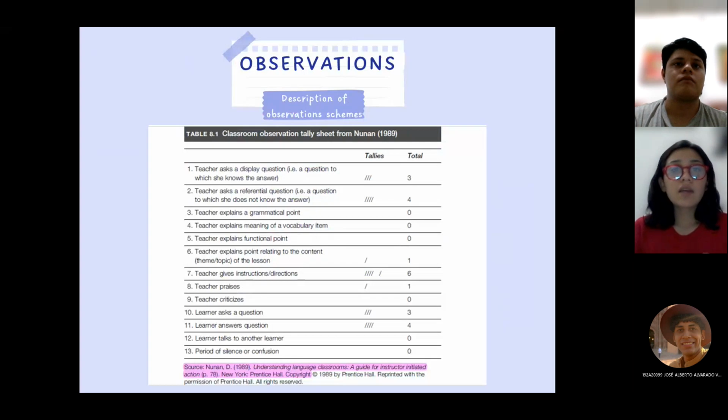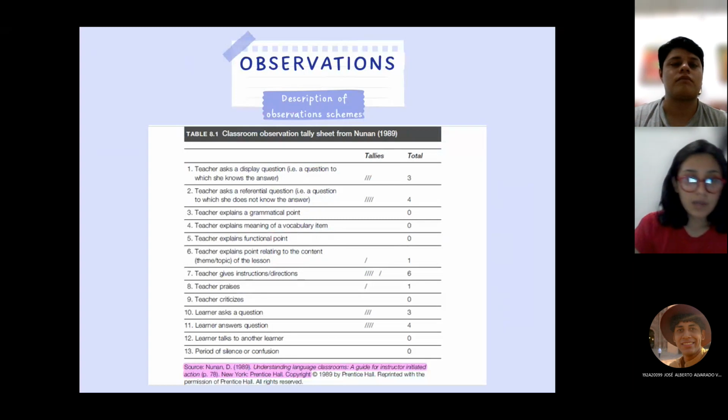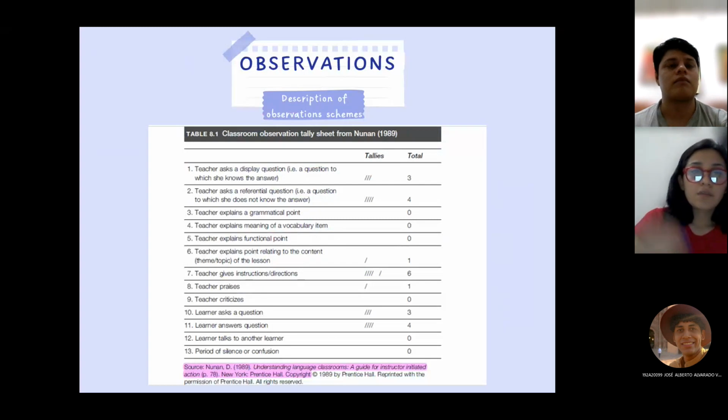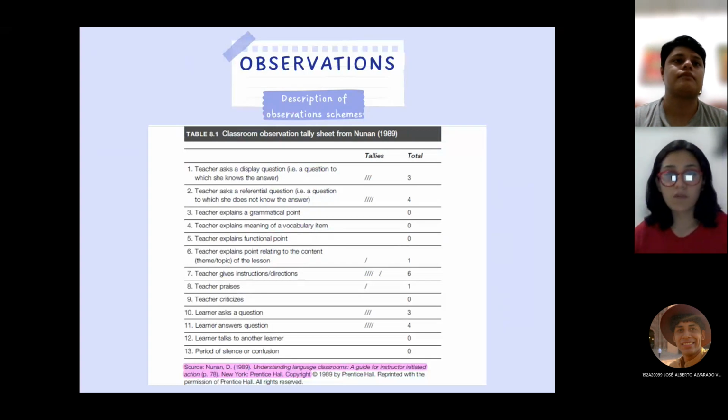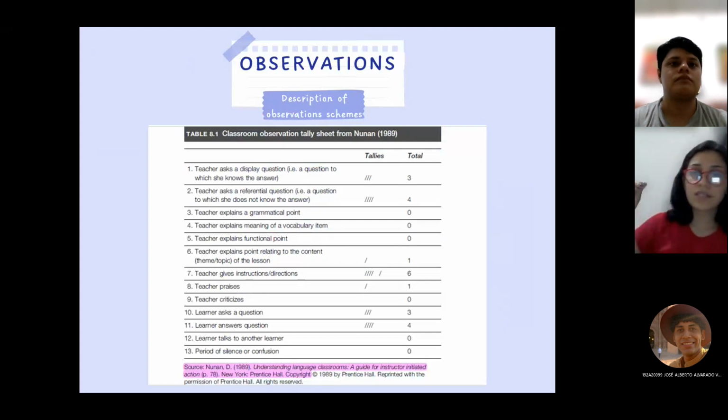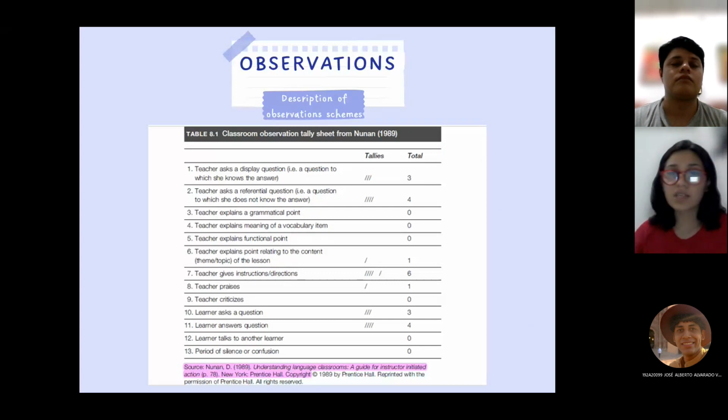And then we have a tally sheet from Noonan, which is a description of observation schemes. He created a table and he put the points and then he wrote a score for every point, from a scale of 0 to 5 or to 10, depending on the researcher.